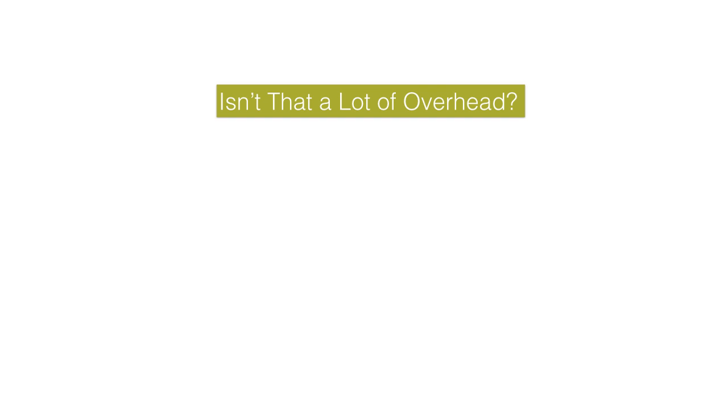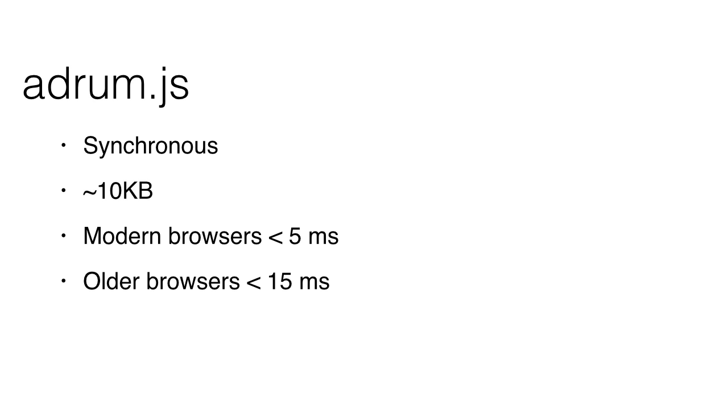That's a lot of measurements. Isn't that a lot of overhead? Short answer, no. We've worked very hard at keeping agent overhead to an absolute minimum, and this is how we do it. The web agent itself is made up of two parts: the main file, adram.js, and the extension file, adram.ext.js. The main file executes synchronously. It is loaded at the very top of the HTML page, but it is quite small, around 10 KB of JavaScript. In modern browsers, it takes less than 5 milliseconds to execute, and even in older browsers, less than 15.